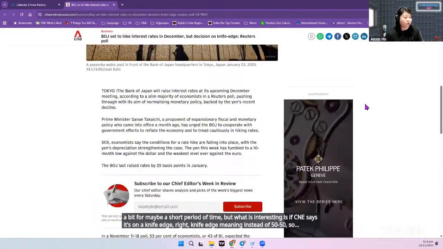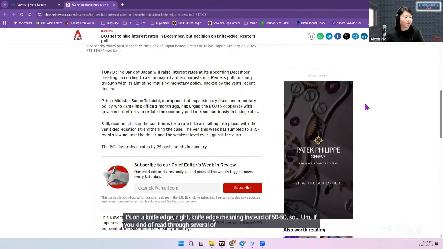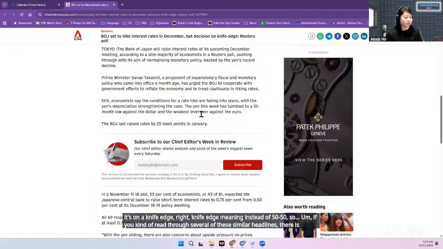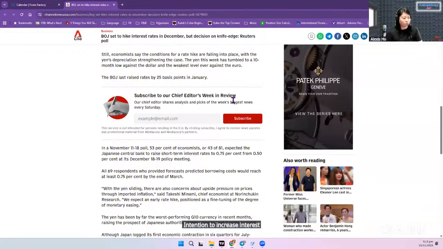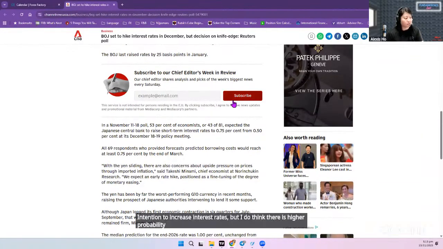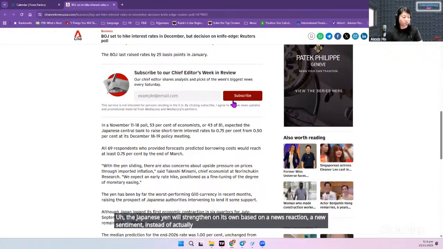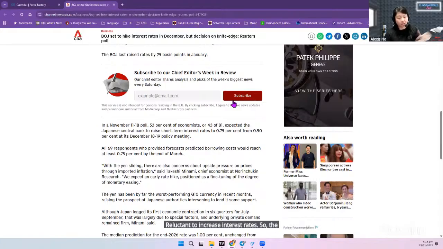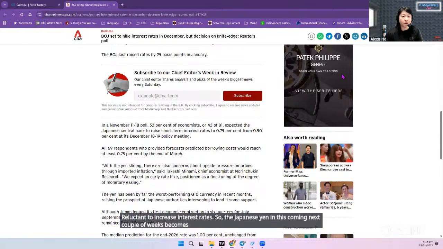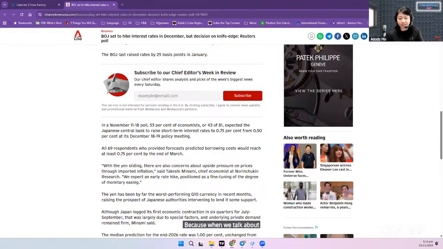So if you read through several of these similar headlines, there is a possible intention to increase interest rates, but I do think there is a higher probability that the Japanese government is releasing this news to see whether the Japanese yen will strengthen on its own based on a news reaction, a news sentiment, instead of actually changing its interest rates, because their position is a bit more reluctant to increase interest rates. So the Japanese yen in the next couple of weeks becomes a bit of a question mark, because when we talk about the Japanese yen, there is a little bit of weakness.